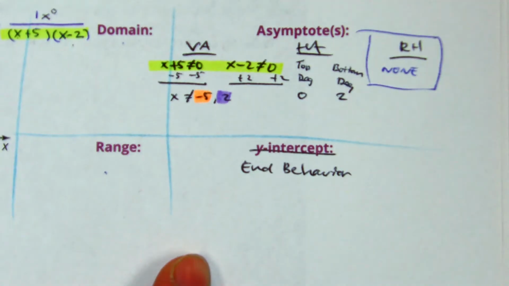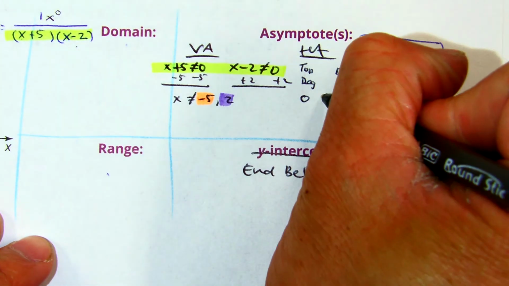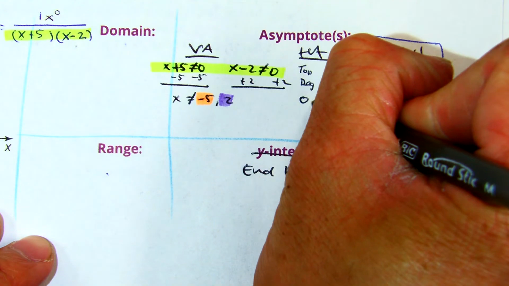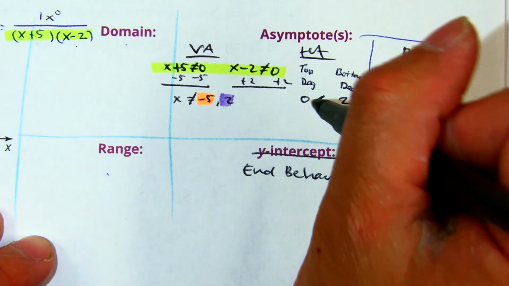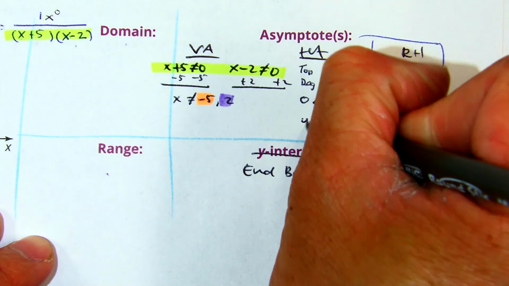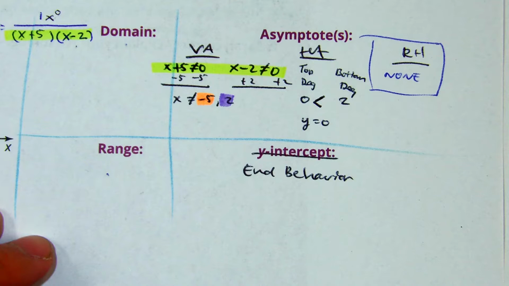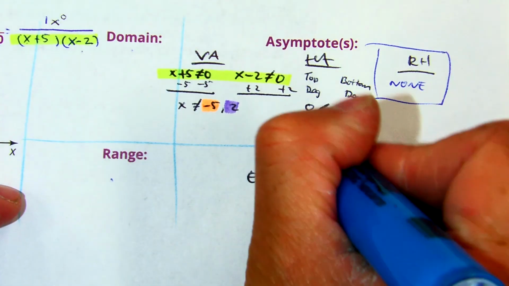Class, what inequality can I put there? Y is less than 0. And if you look at your chart on your formula sheet, when you put a less than, you'll always have a horizontal asymptote at y equals 0. Let's mark that on my graph.